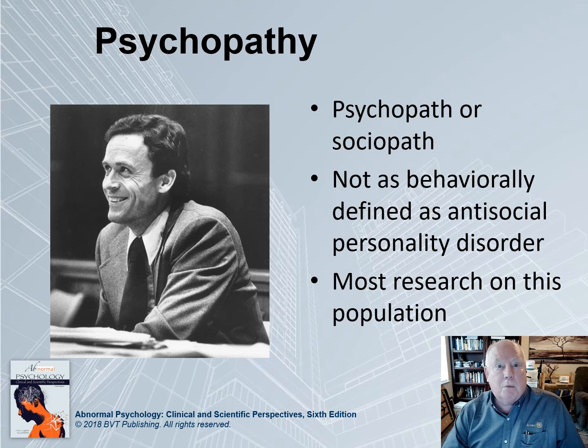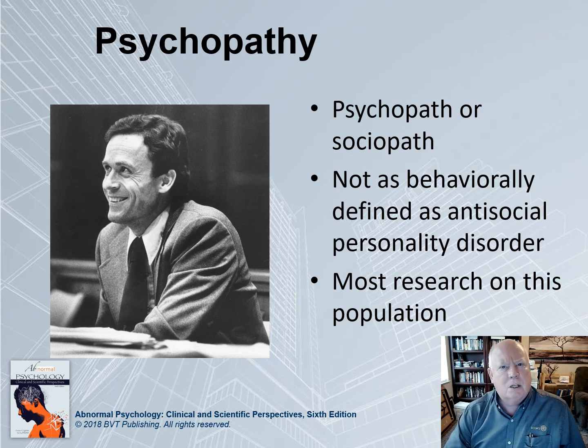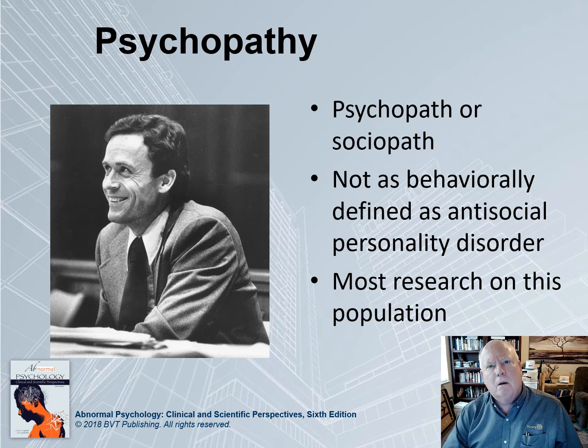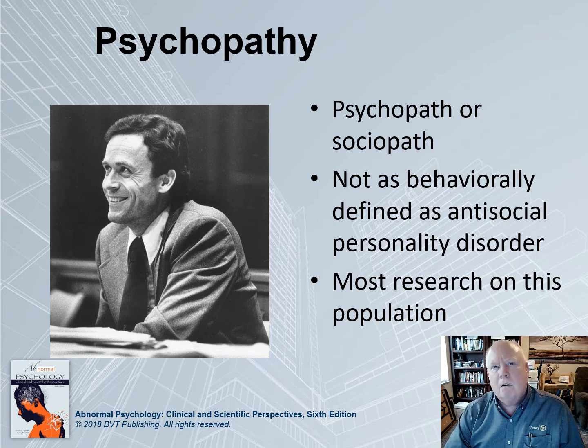Researchers who study people like Ted Bundy and call them psychopaths or sociopaths, which, by the way, although some textbooks will say there's a distinction between the theoretical model for it, there is no real distinction in those terms. They're essentially synonyms.